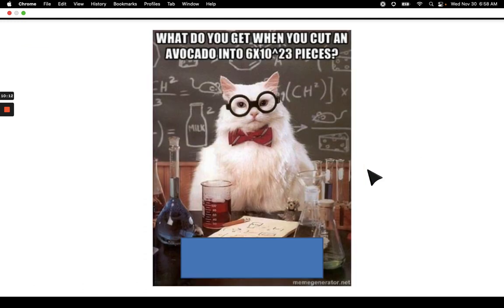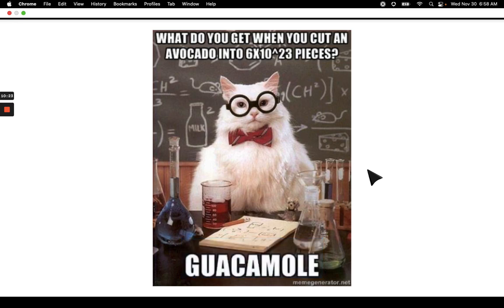So just a little chemistry humor to end. What do you get when you cut an avocado into 6.02 times 10 to the 23rd pieces? Think about it. Chemistry Cat will tell you the answer now. And the answer is you'll get guacamole. Ha, ha, ha. You know, a lot of pieces, mole, guaca, get it? Avocado. If you don't, ask your friend or ask your teacher.